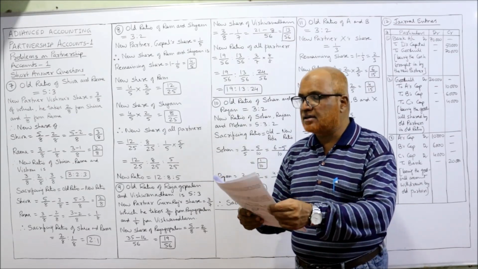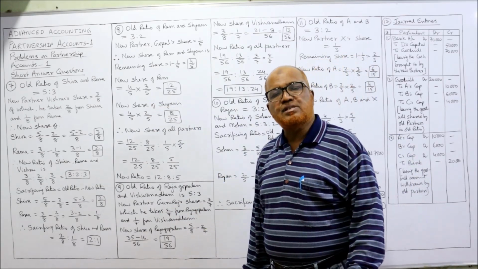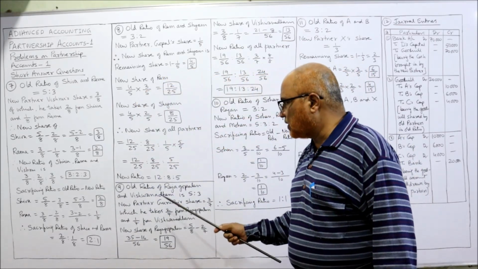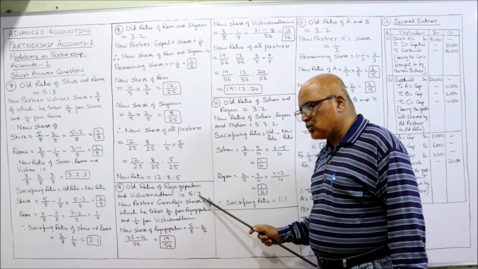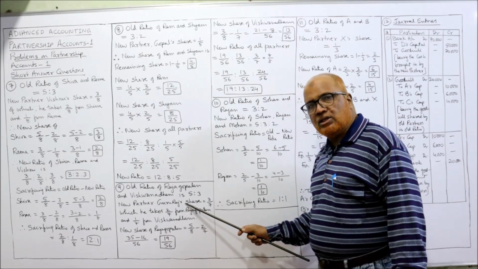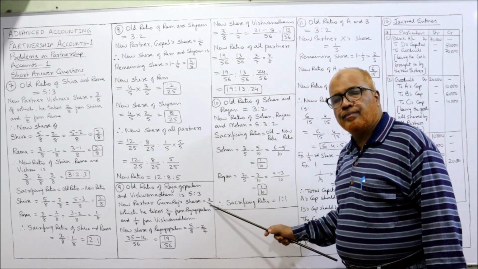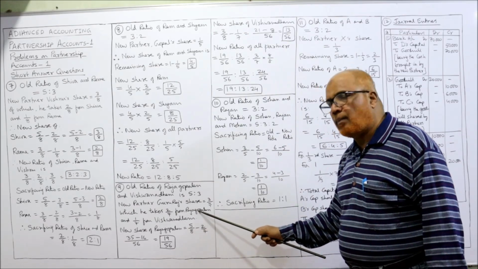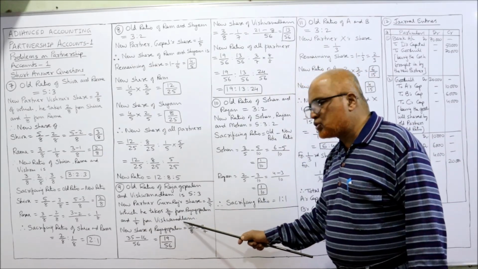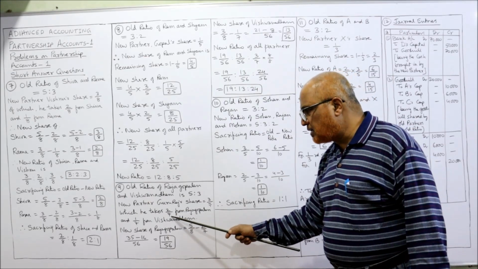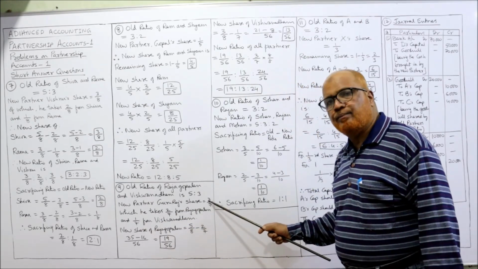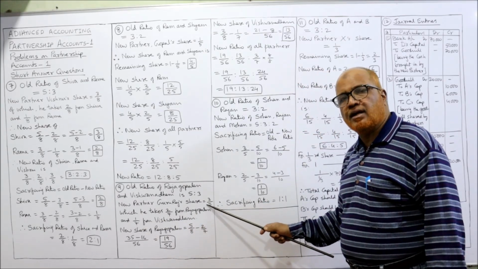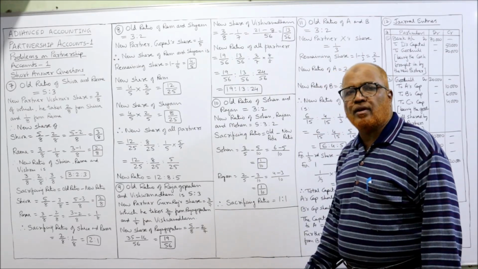This problem is exactly similar to the 7th problem. So, the old partners are Rajagopalan and Vishwanatham. The profit sharing ratio is 5 is to 3. The new partner Gururaj's share is 3/7. This 3/7, he is taking 2/7 from Rajagopalan and 1/7 from Vishwanatham. If you add 2/7 plus 1/7, you will get 3/7. Right?